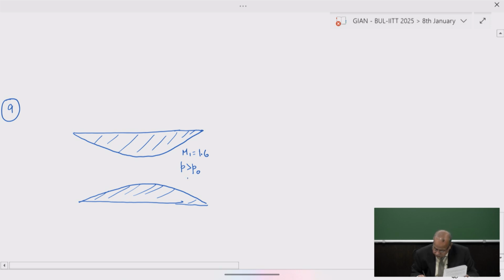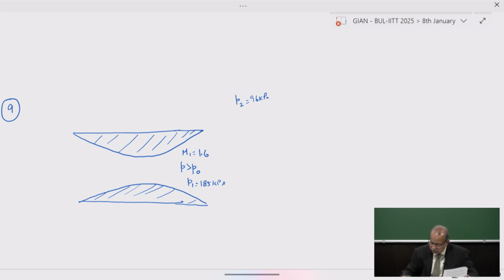The corresponding static pressure here at the exit is 185 kilopascal. If the ambient pressure outside, P2, is 96 kilopascal, calculate the angle through which the gas jet disperses immediately after leaving the nozzle exit.